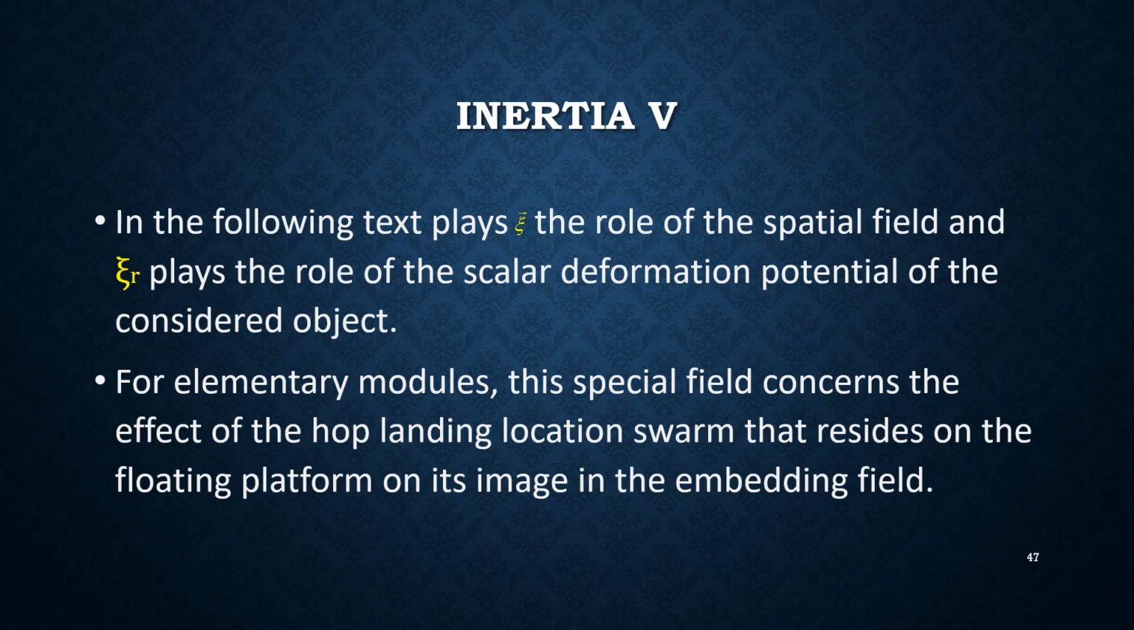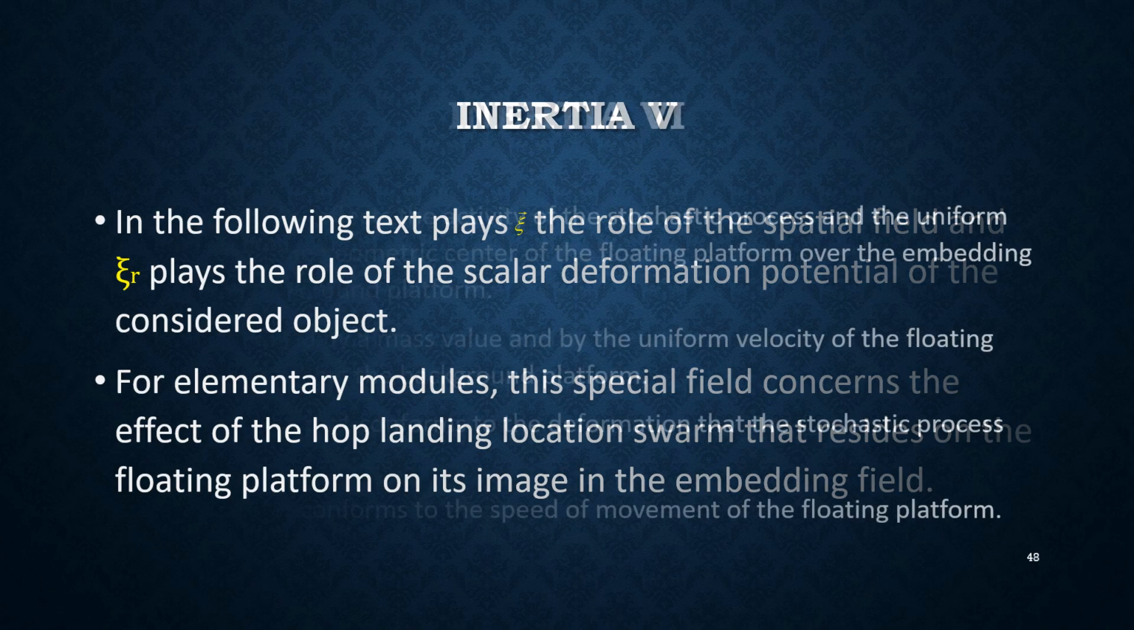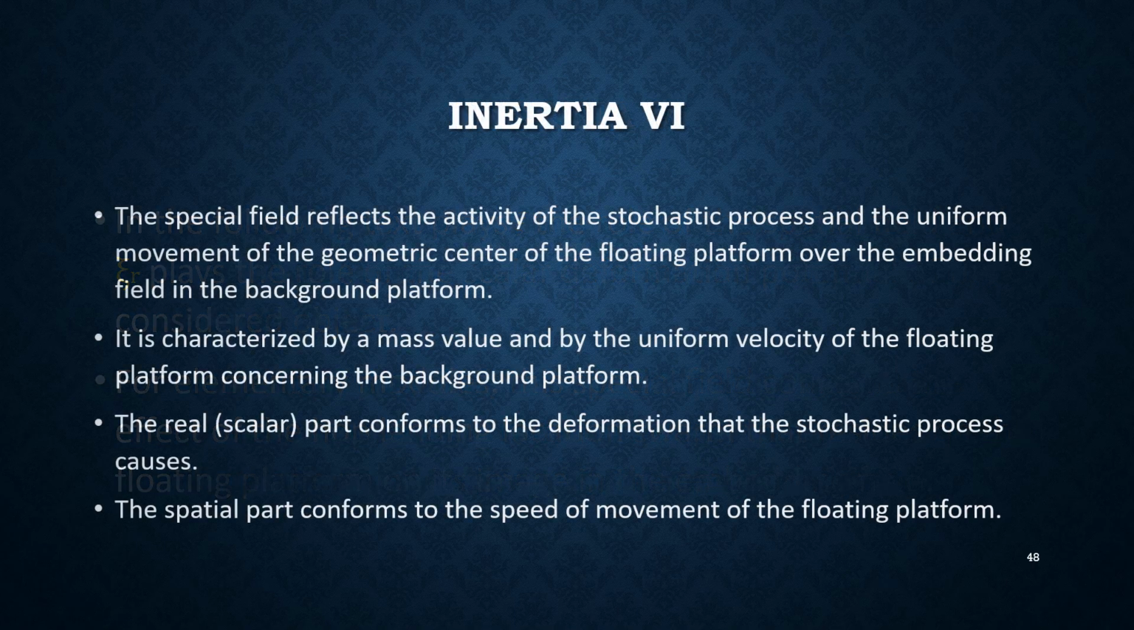For elementary modules, this special field concerns the effect of the hop landing location swarm that resides on the floating platform on its image in the embedding field. The special field reflects the activity of the stochastic process and the uniform movement of the geometric center of the floating platform over the embedding field in the background platform. It is characterized by a mass value and by the uniform velocity of the floating platform concerning the background platform.